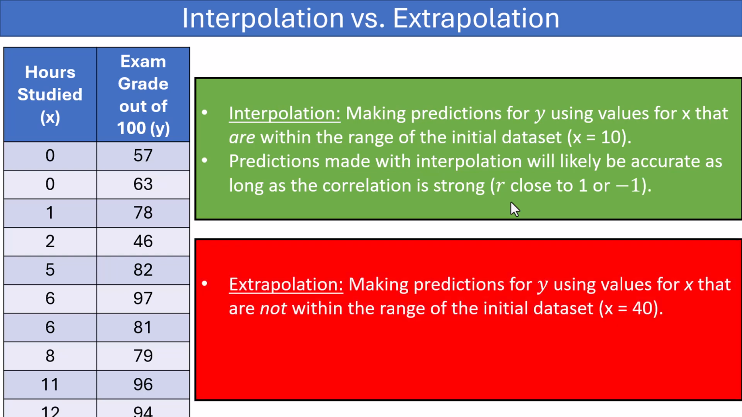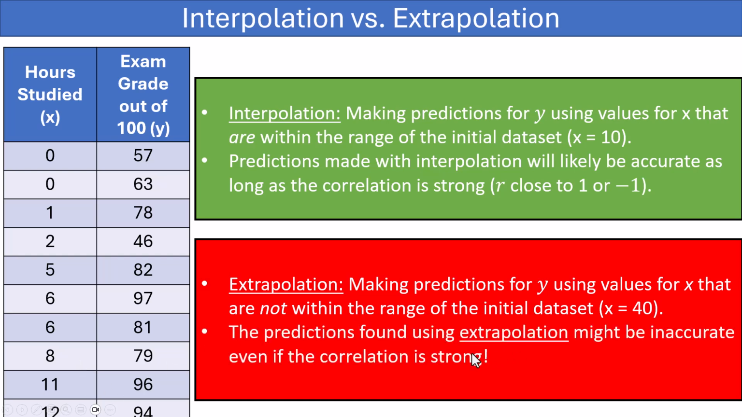On the other hand, if you are extrapolating, that means that you are making predictions for y with values of x that are not within the range of the initial data set. Note this all depends on x, so what value you're plugging in for x. So if I'm plugging in a value of x that's not between 0 and 12, maybe bigger than 12, like 40, like we had a second ago, or even just 15 or 20, then you can expect that those predictions are not going to be quite as accurate, even if you have a strong correlation.